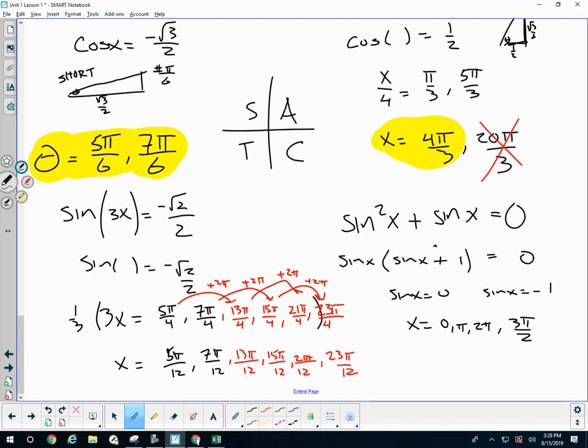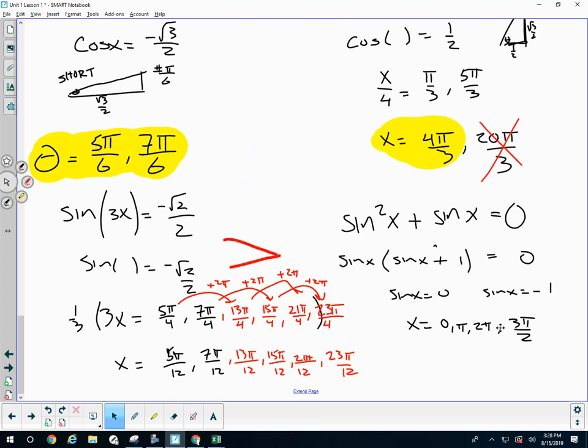That's the shorter 30, 60, 90 triangle. Those occur at the pi over 6's, the 30 degrees. I need the pi over 6 when cosine is negative, though. So I need this pi over 6 and this pi over 6. 6 pi over 6 minus a pi over 6, plus a pi over 6 gets you that. Next one.